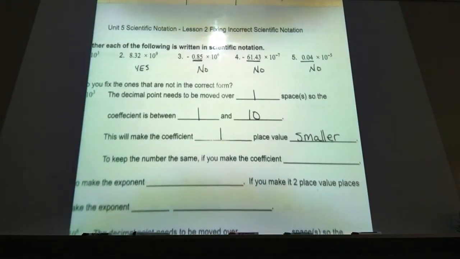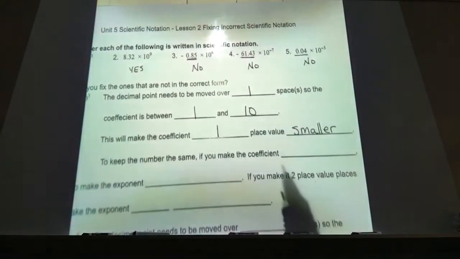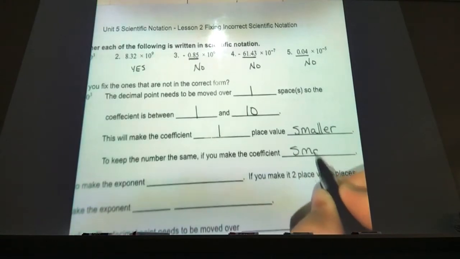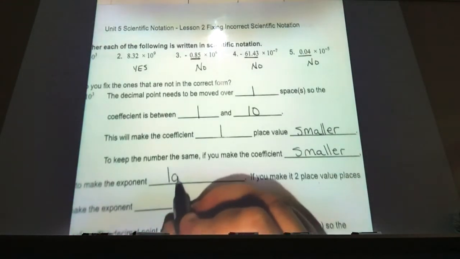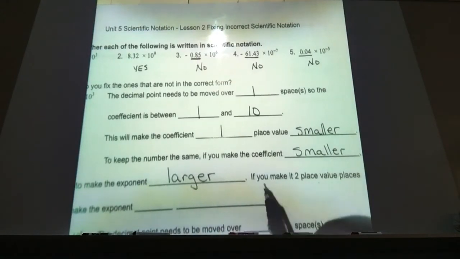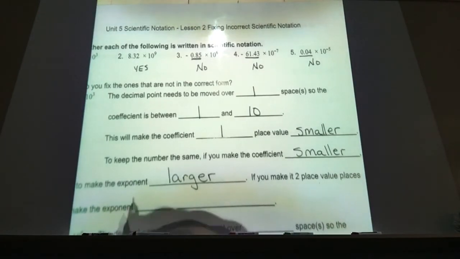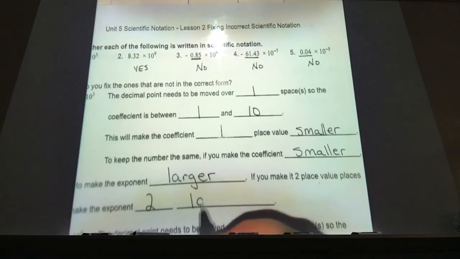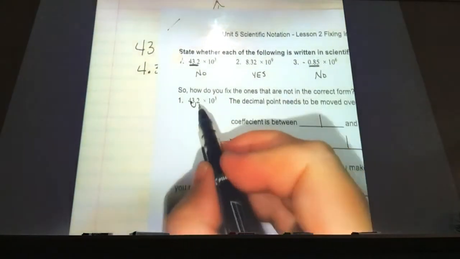So we want to keep everything balanced. So when we make this smaller, we're going to keep it the same number. If you make the coefficient smaller, which is what we did, you're going to make the exponent larger. So it keeps it balanced. If you make it 2 place values smaller, you would need to make the exponent 2 larger. If you made it 10 place values smaller, you'd have to make the exponent 10 larger. So in this case, we only moved it 1.